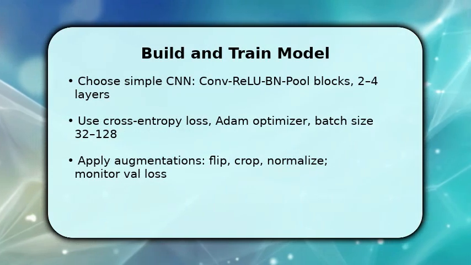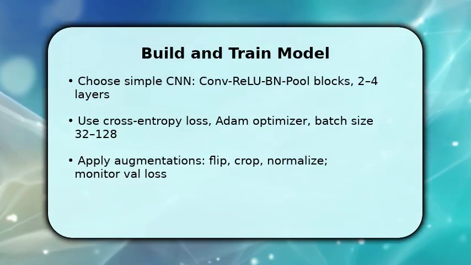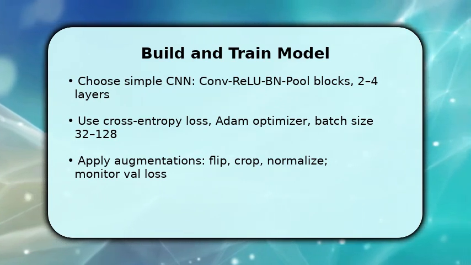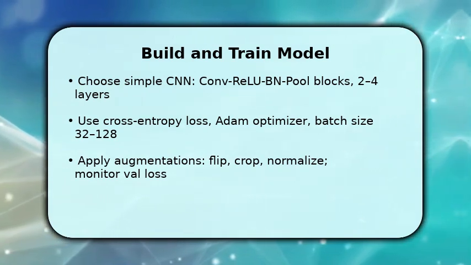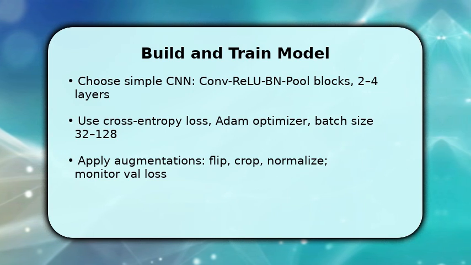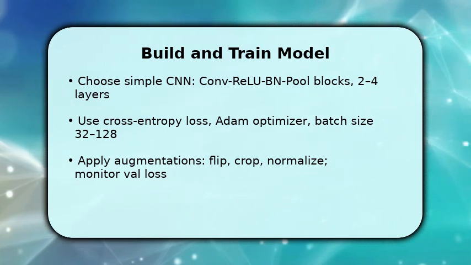Now you build and train the network. Define a small CNN, stack conv2d, relu, batch norm and max pool blocks 2 to 4 times, then flatten into a dense classifier. Keep parameter count modest to avoid overfitting.